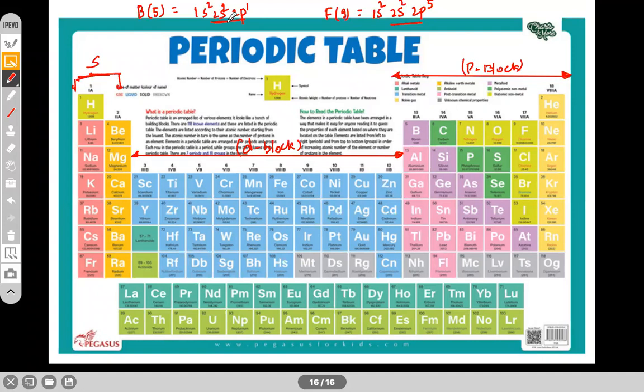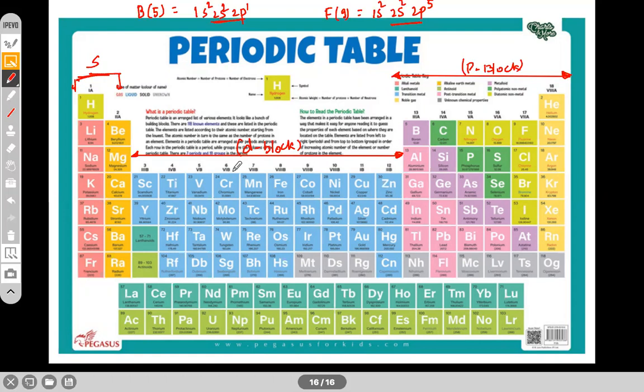Okay, thank you. Another thing is what? This is one thing that you can conclude. Another thing, when you write down the configuration, 2s2, 2p1, right? So p1 means it is the first group of p block. p2 means it is the second group of p block. p3, third group. p4, fourth group.